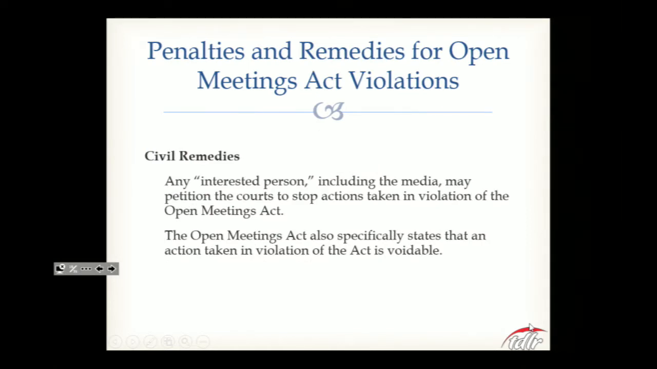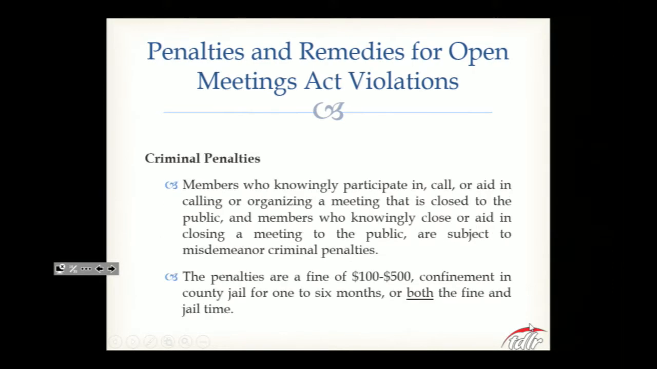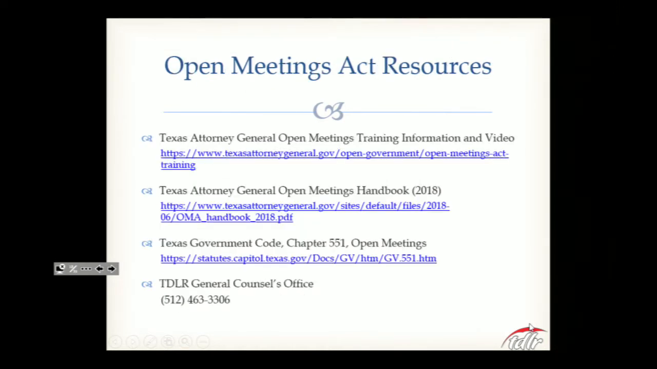There are some civil penalties for Open Meetings Act violations. Any interested person, including the media, can petition the courts to stop actions taken in violation of the Open Meetings Act. And an action taken in violation of the Open Meetings Act is voidable. And there are some misdemeanor criminal penalties for knowingly circumventing the Open Meetings Act. And in the PowerPoint, which I believe we can distribute to you, we've got some helpful links, particularly the Open Meetings Handbook put together by the Texas Office of the Attorney General.